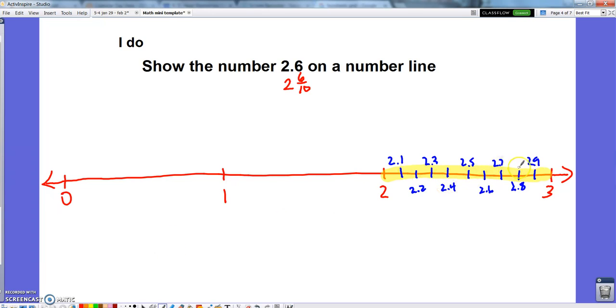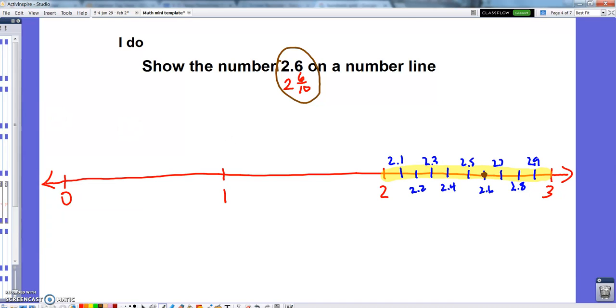And now that they're there, I can get my decimal in there. All I've got to do is put my mark at the right spot on my number line. So I'm looking for 2 and 6/10, and that is right here. And that's it.